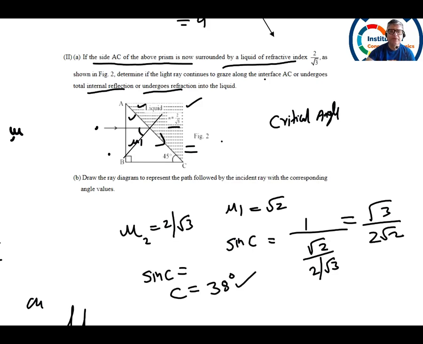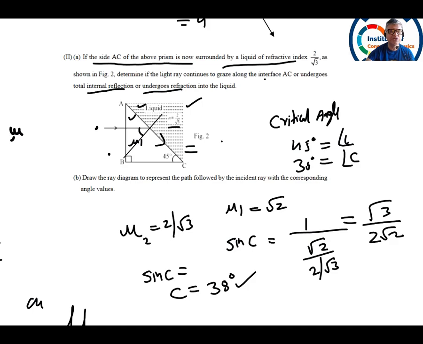And my critical angle is 38 degrees. What does it tell you? With the 45 degree, your angle is more than the critical angle. I'm sorry. So the angle at which you're striking is 45 degrees. That's your angle of incidence. The critical angle is 38 degrees. So if you go beyond the critical angle, what happens? Total internal reflection, which means the angle of incidence becomes equal to the angle of reflection.